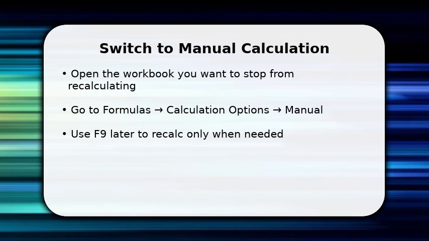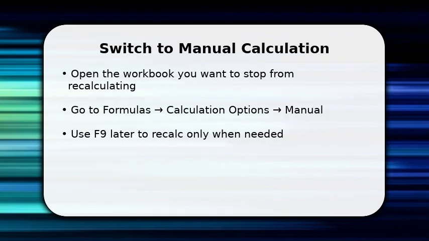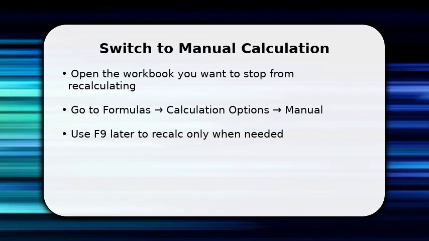Enjoy the video. You need to stop automatic recalculation right away. Open your workbook, then go to the Formulas tab and set calculation options to manual. This prevents Excel from recalculating every change. Once done, make sure to save the workbook so the setting persists.